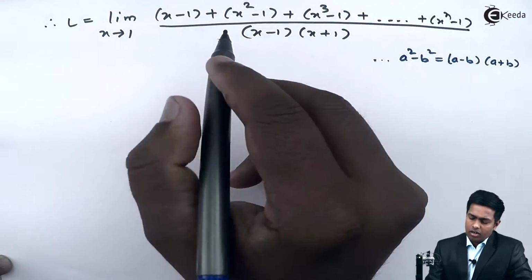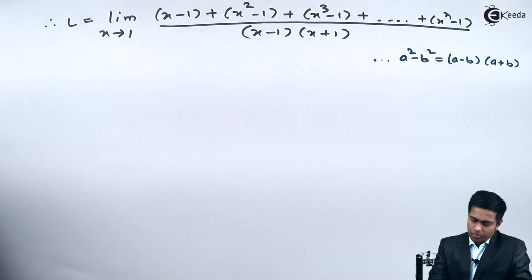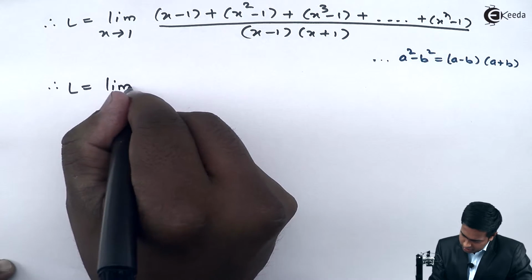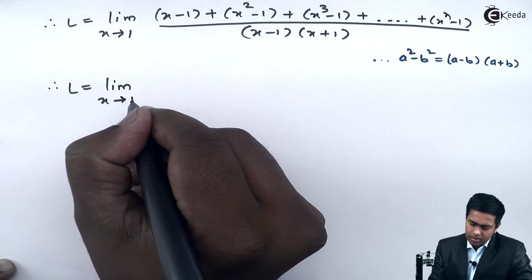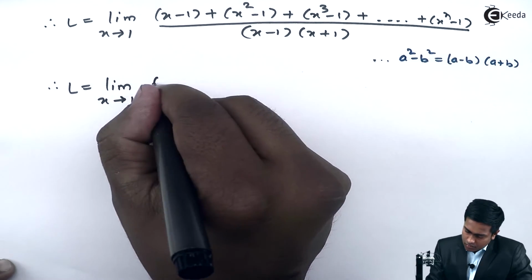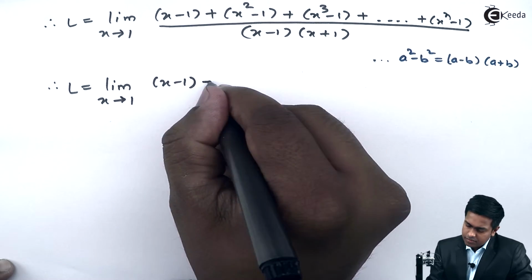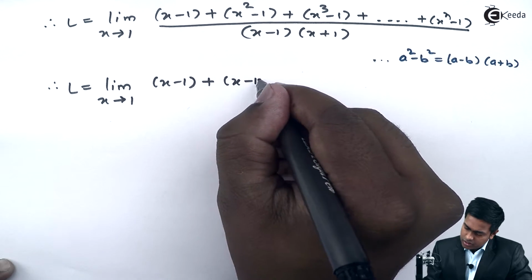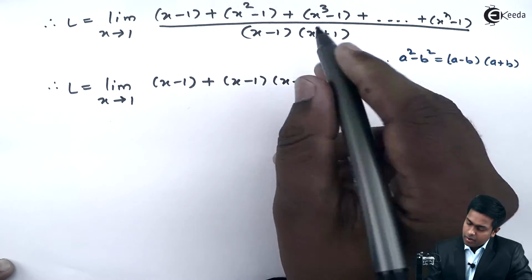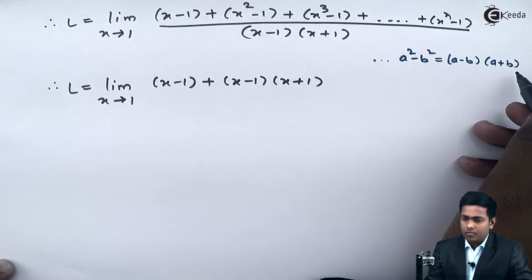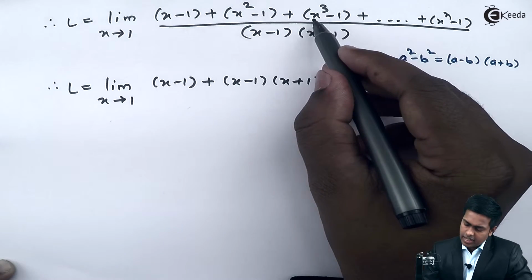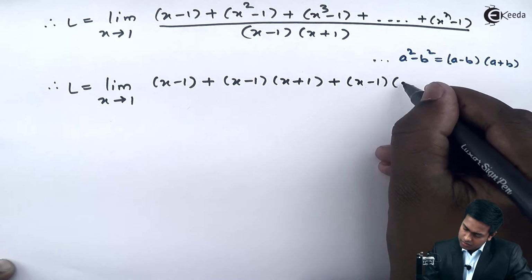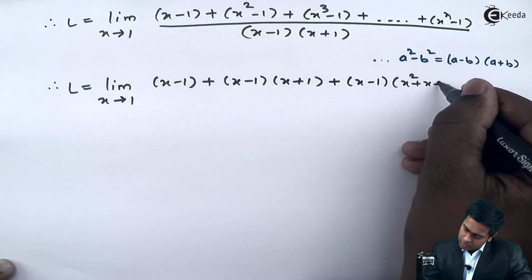Now let's solve the numerator. So in the numerator we will get L equals to limit x tends to 1, x minus 1 as it is. I will write x square minus 1 as x minus 1 and x plus 1 by using this formula. Similarly, this x cube minus 1 will become x minus 1, x square plus x plus 1.